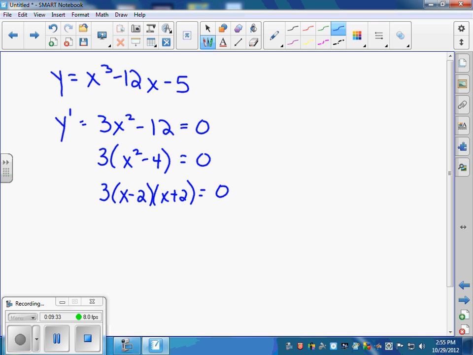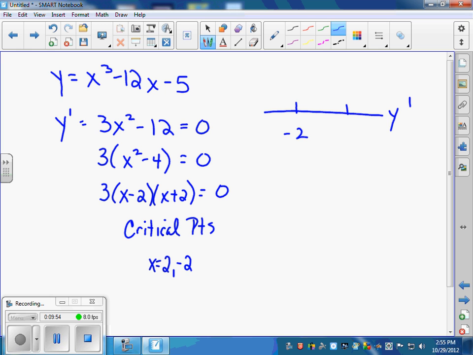So now I pick up my critical points. Okay. So what would make each of those equal 0? Well, 3 is never going to equal 0. X minus 2 would be equal to 0 if x was 2, and x plus 2 would equal 0 if x was negative 2. So those are my critical points, and now we're going to do our sign charts. So use -2 and 2.